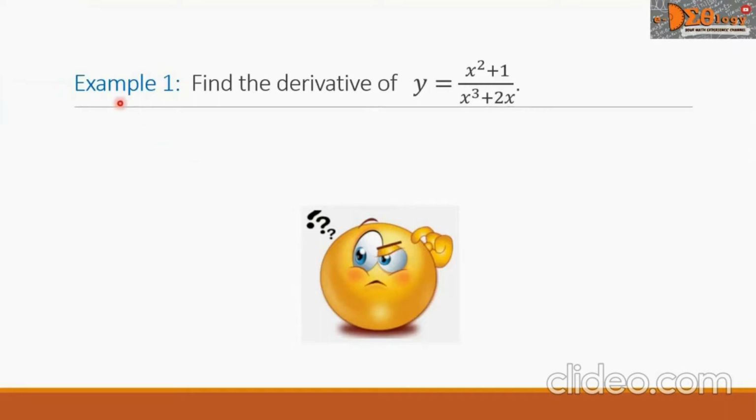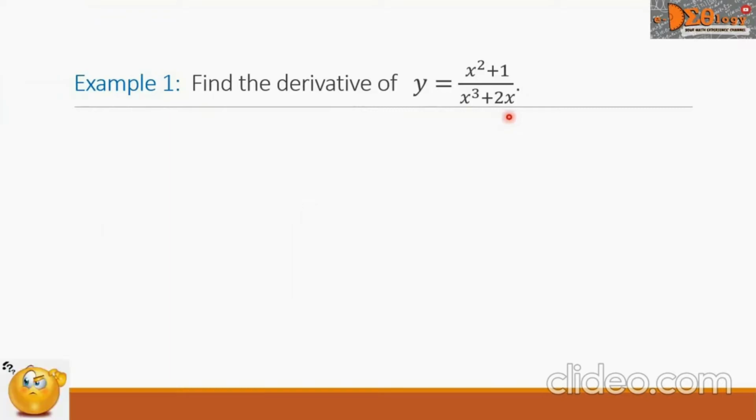Let us see this example 1. Find the derivative of y equals the fraction x squared plus 1 all over x cubed plus 2x. For our solution, let us write the formula of the quotient rule. And then we take note that the function in the numerator is the f, while the denominator is the g.